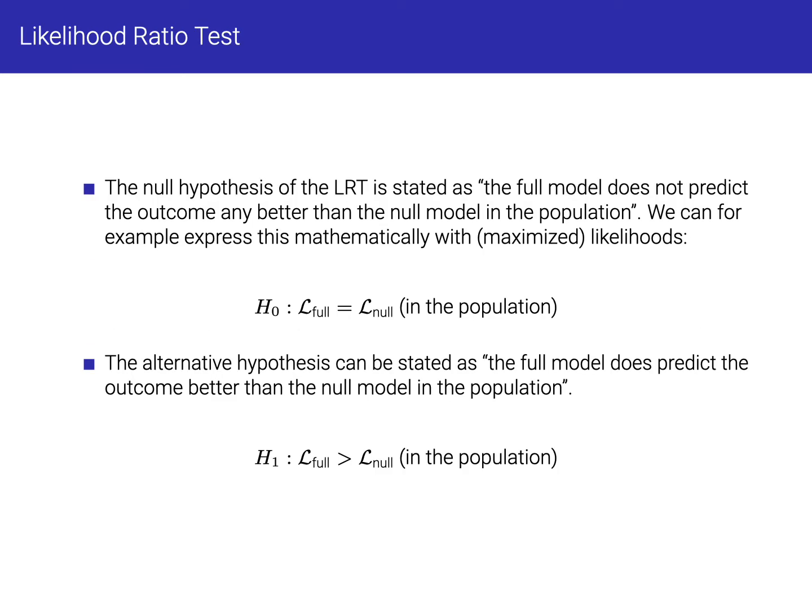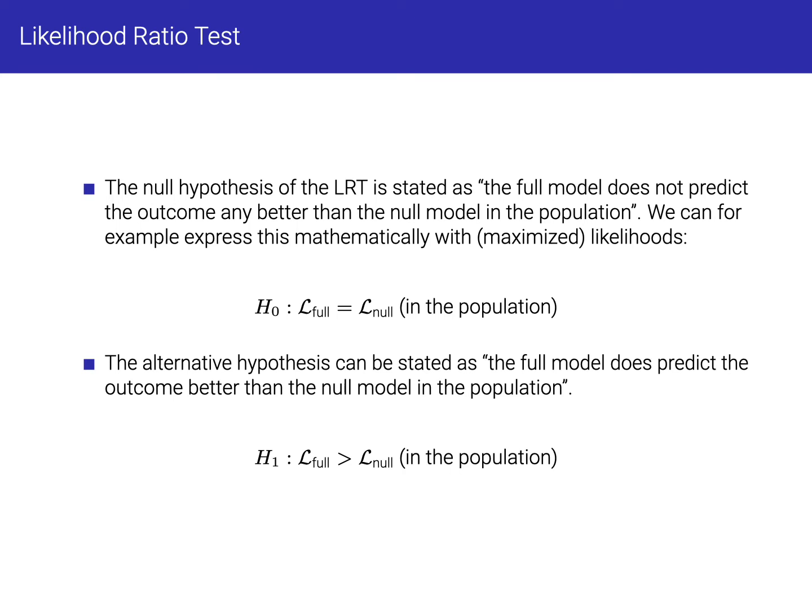So the null hypothesis of the likelihood ratio test can be stated as: the model does not predict the outcome any better than the null model in the population. You can, for example, express this mathematically with maximized likelihoods. So if we think of the likelihood as it has been maximized, in other words, the model has been fit, the null hypothesis can be stated as: the likelihood of the full model is equal to the likelihood of the null model in the population. And so the alternate hypothesis is that the likelihood has improved from using the full model as opposed to the null model. So the likelihood of the full model is larger than the likelihood of the null model.